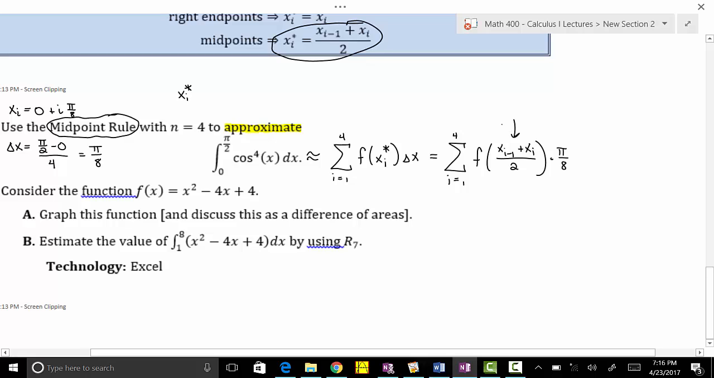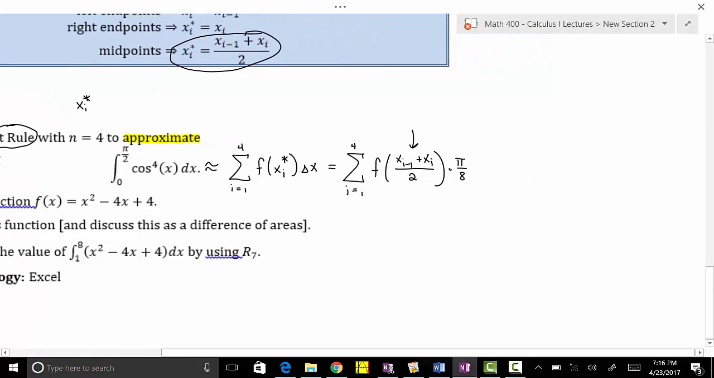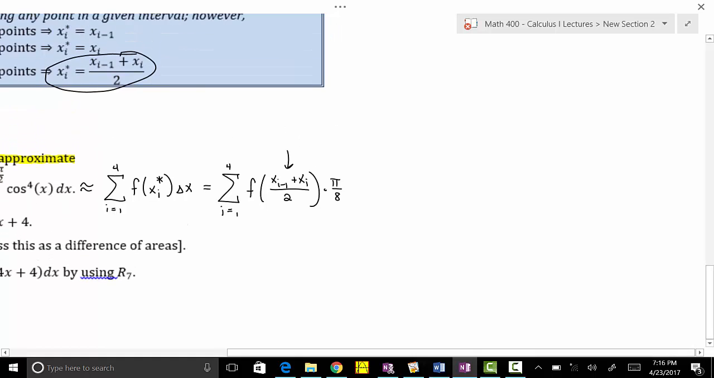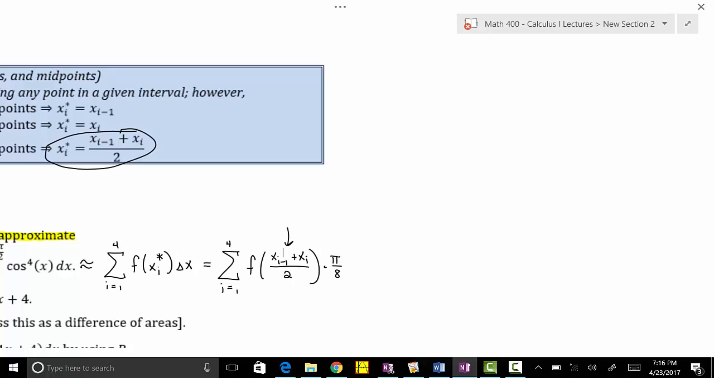Now you could go through and figure out what x sub i minus 1 plus x sub i are. You totally could do that for each of them. But I think that's kind of a pain. So again, what I generally do is I build a table of values. I'm going to build it up above here. And so I look at x sub 0, x sub 1, x sub 2, x sub 3, and x sub 4.